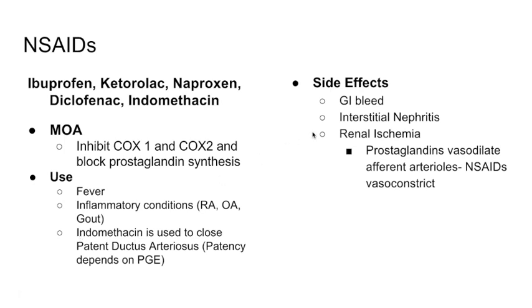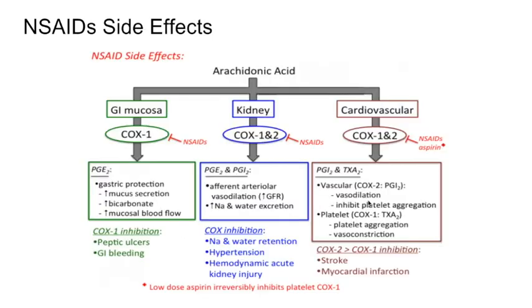But if we want to close it, we can give indomethacin. A side effect, as we have established, is that it can cause GI bleed because of blocking of Cox1. You can get interstitial nephritis, and you'll learn about that in pathology. You can also get renal ischemia. The reason you get renal ischemia is because the prostaglandins vasodilate the afferent arterioles, so the NSAIDs do the opposite. If you vasoconstrict the afferent kidney arterioles, you're going to get ischemia.